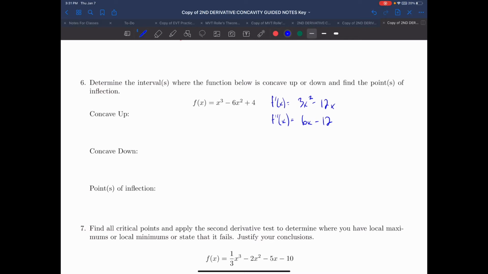So if we set this to 0, we can see that x equals 2 is a critical point in the second derivative. So just like the first derivative test, we are testing values to the left and right of x equals 2. So let's test 0, 0 is always good. So f double prime of 0 is negative. If we test a number to the right of 2, let's test 3, that would be positive.